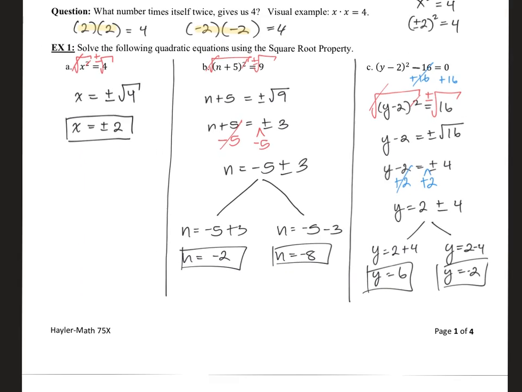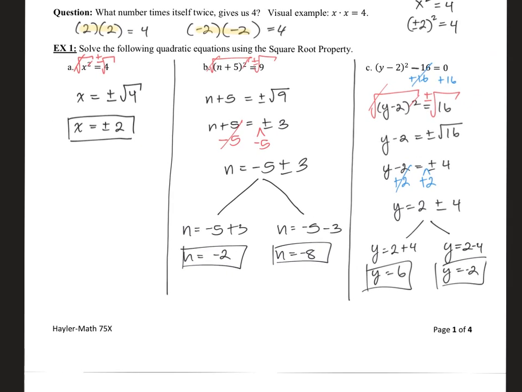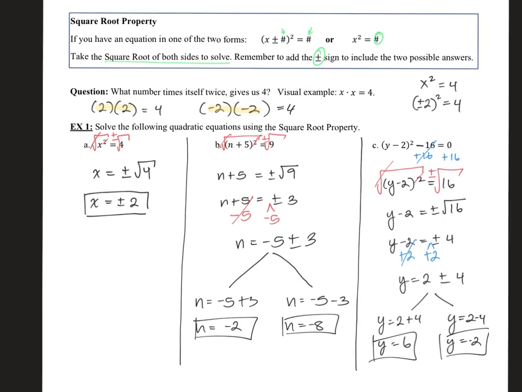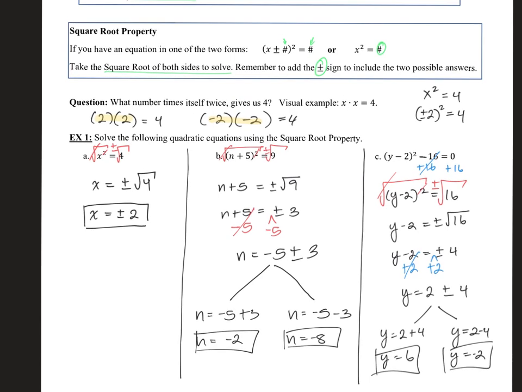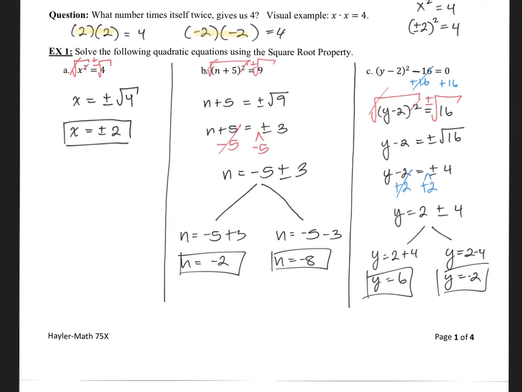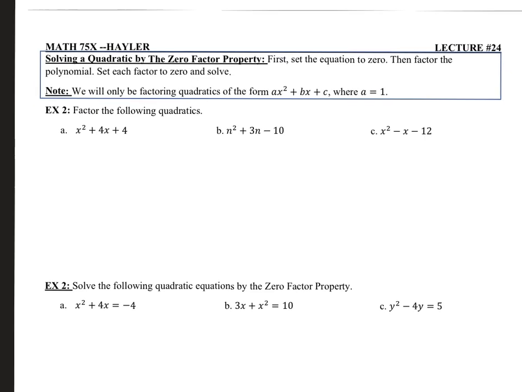All right, so that is the square root property, and it tends to work best when you already have just the variable squared and there's no regular x value. So it works best if it's in one of these two forms. But our equations are not always in that form, so this method, the square root property, does not always work, which means we need other properties.